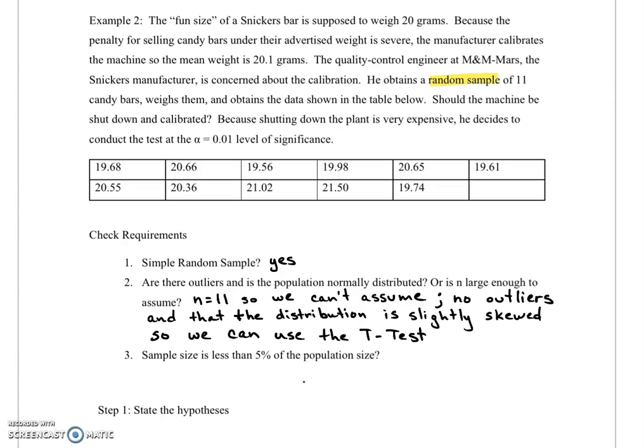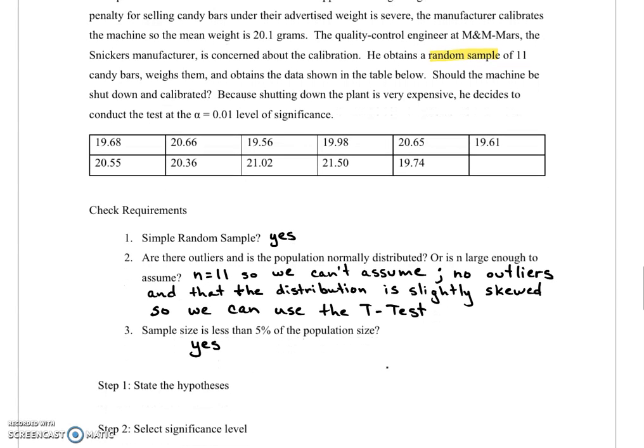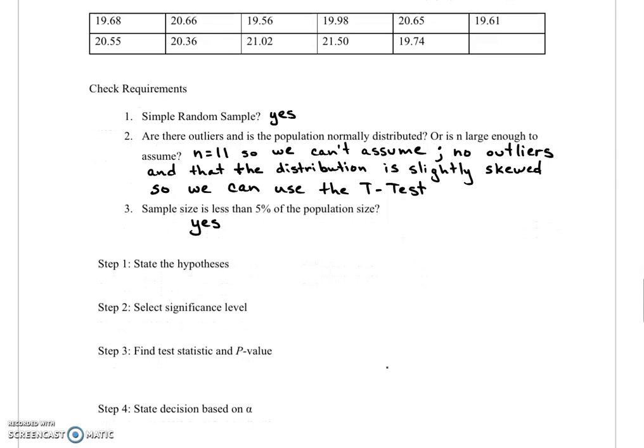Is the sample size less than 5% of the population? Well, think about how many, probably thousands of Snickers bars they make a day. So I would definitely say yes, 11 Snickers bars is much less than 5% of the population. Let's go state our hypothesis. So we want to test whether or not the average weight is what the machine is calibrated to, which is 20.1.